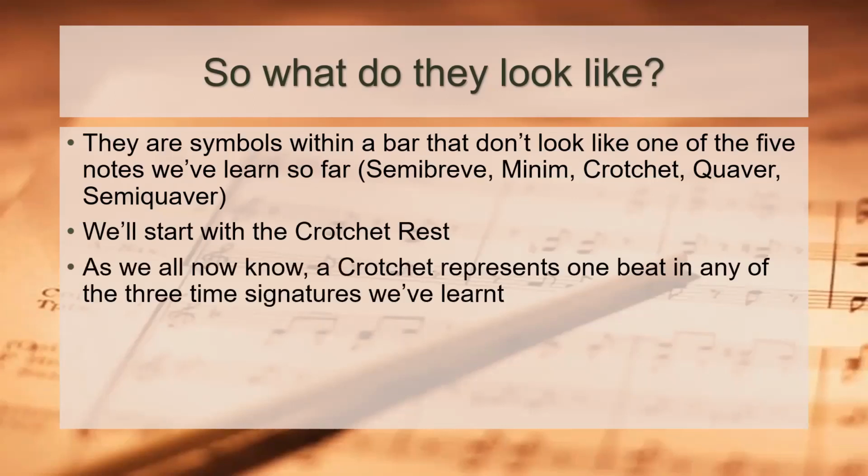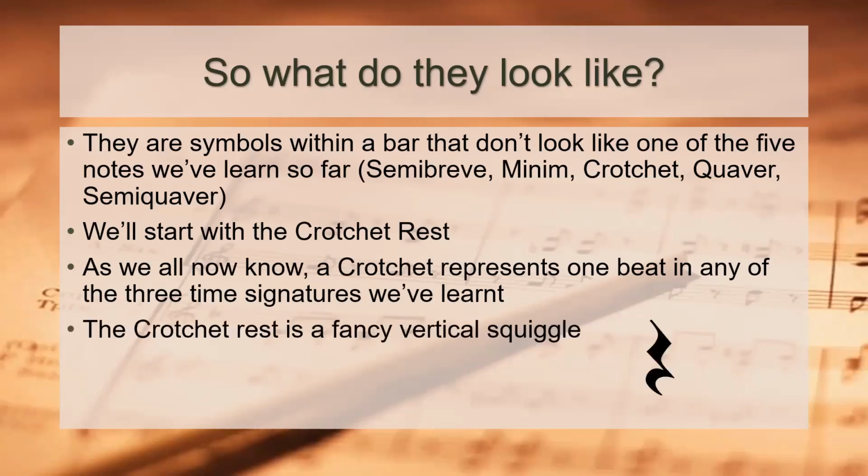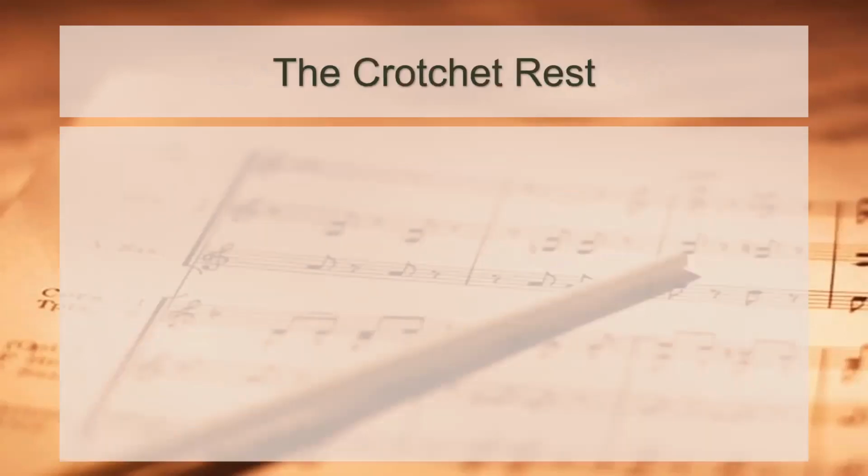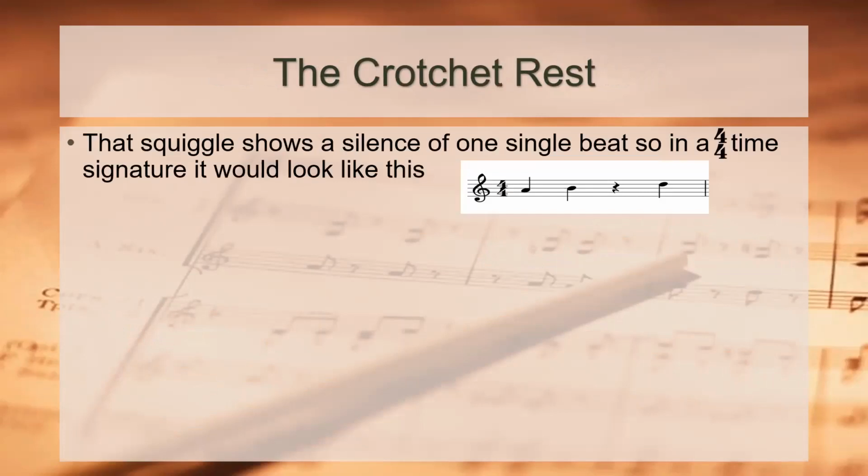As we all know, a crotchet represents one beat in any of the 3 time signatures we've learnt. The crotchet rest is a fancy vertical squiggle. There it is. That squiggle shows a silence of one single beat. So in a 4/4 time signature it would look like this. There is a bar of music in 4/4 and we're going up a scale. It's an A, then a B, then there's a crotchet rest, and then there's a D.